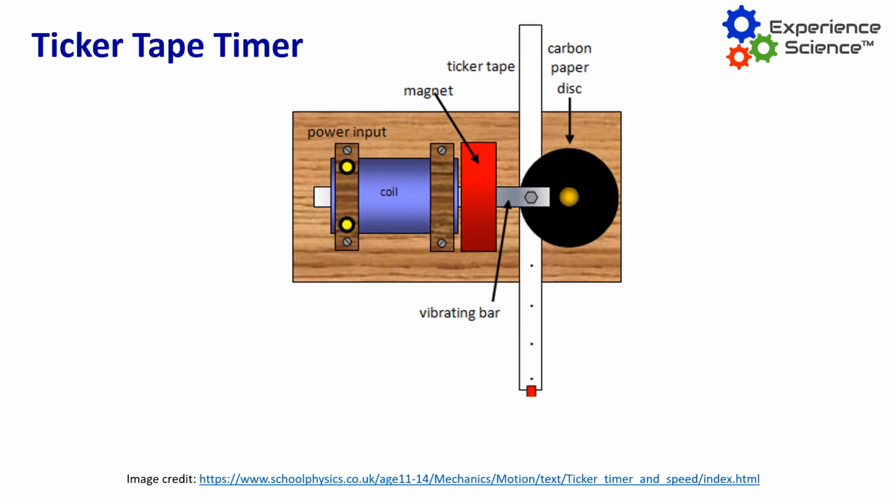A ticker tape timer has a vibrating needle which moves up and down and makes markings on a piece of paper. This piece of paper can be attached to a moving object such as a toy car or a stone that is falling, and it is pulled along by this moving object.